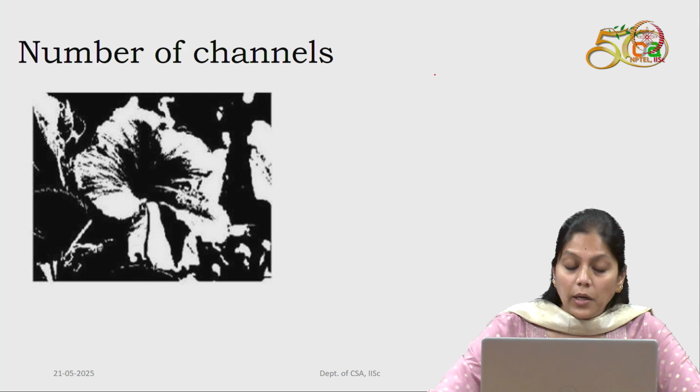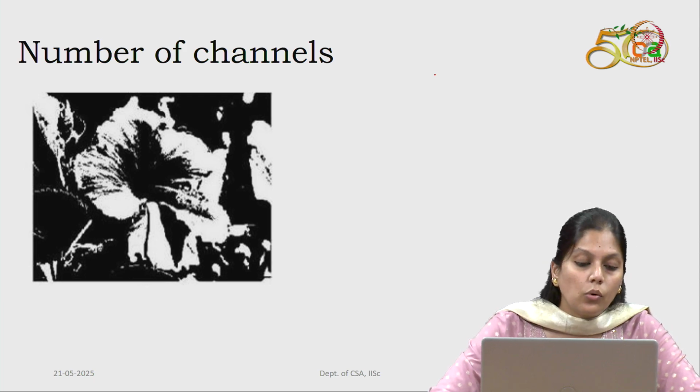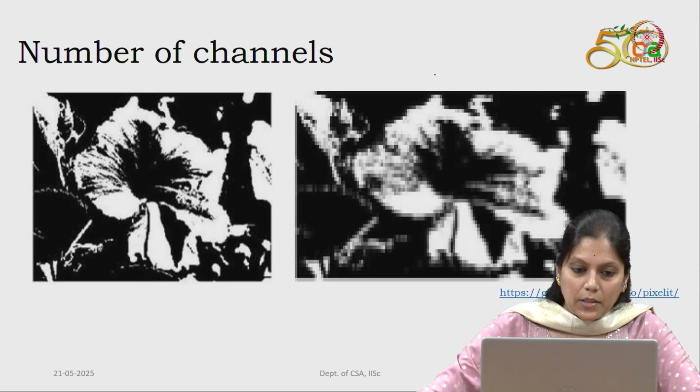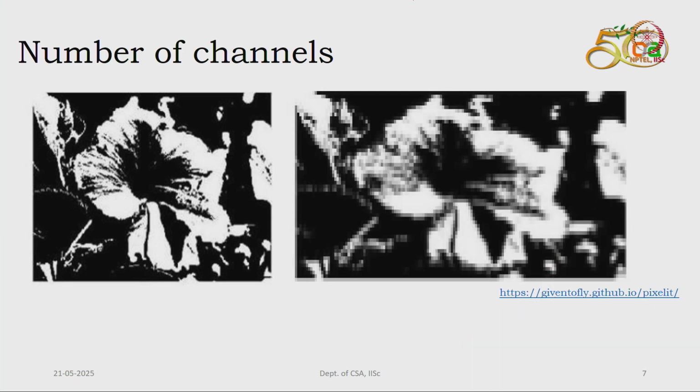Now, when you look into this particular image, it is either black or it is white. We do not have anywhere in between. Therefore, this is a pixel representation of the same image. So, how many channels do we require here to represent one pixel? How many numbers do we require? We just require only one number.